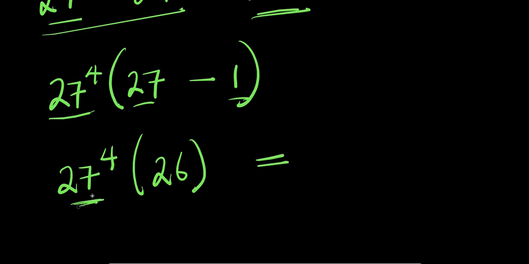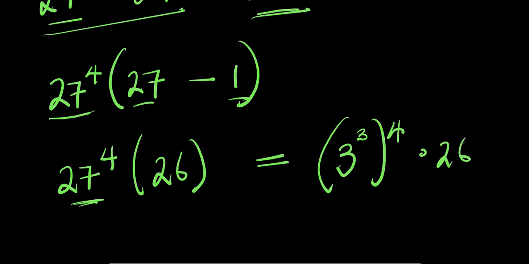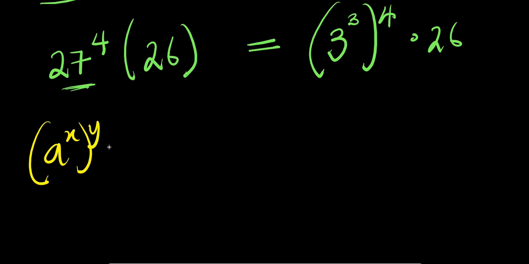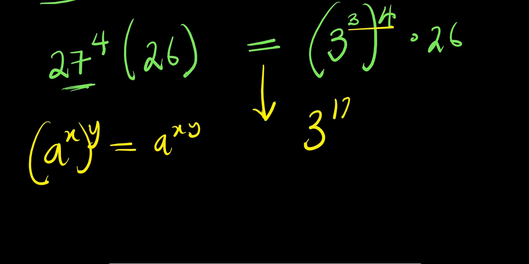Now what is this 27? 27 is 3 power 3. So I can go ahead and express this 27 as 3 power 3 raised to the power 4, times 26. And if you have a power x raised to the power of y, this equals a power x times y, right? So 3 times 4, that is 12. That means this equals 3 power 12 times 26.